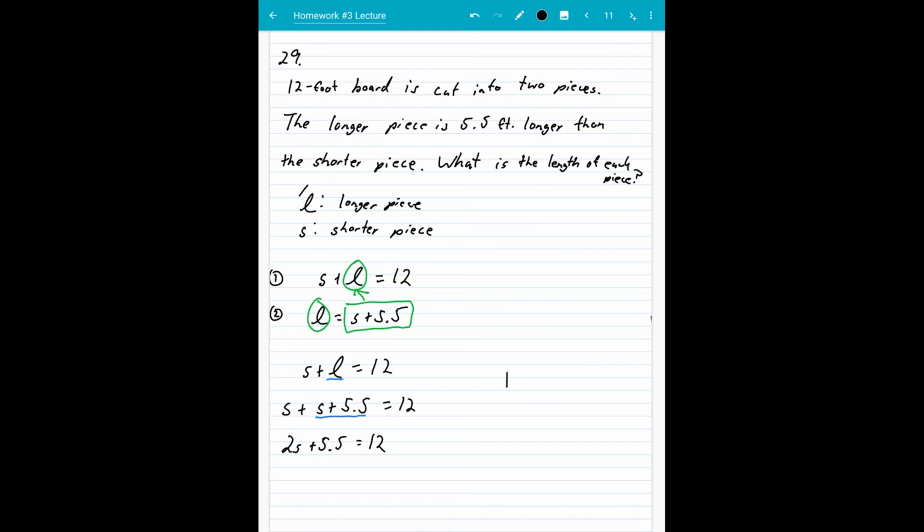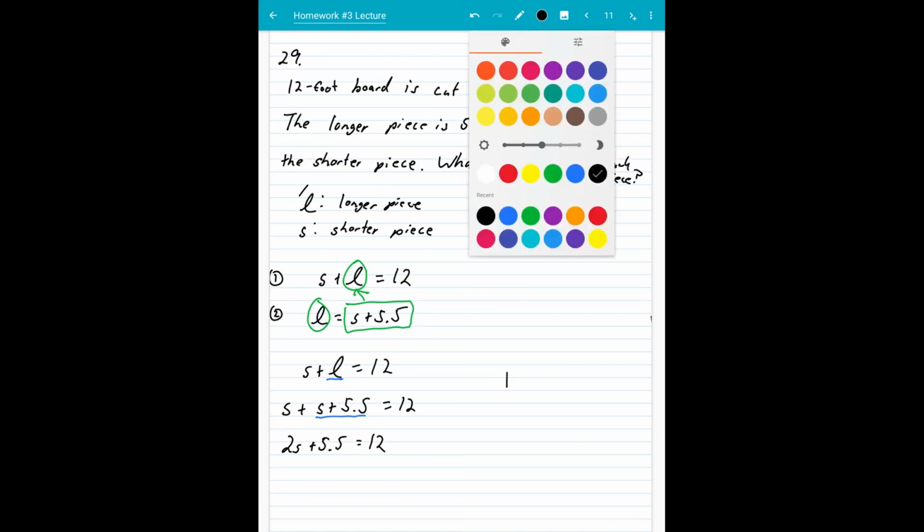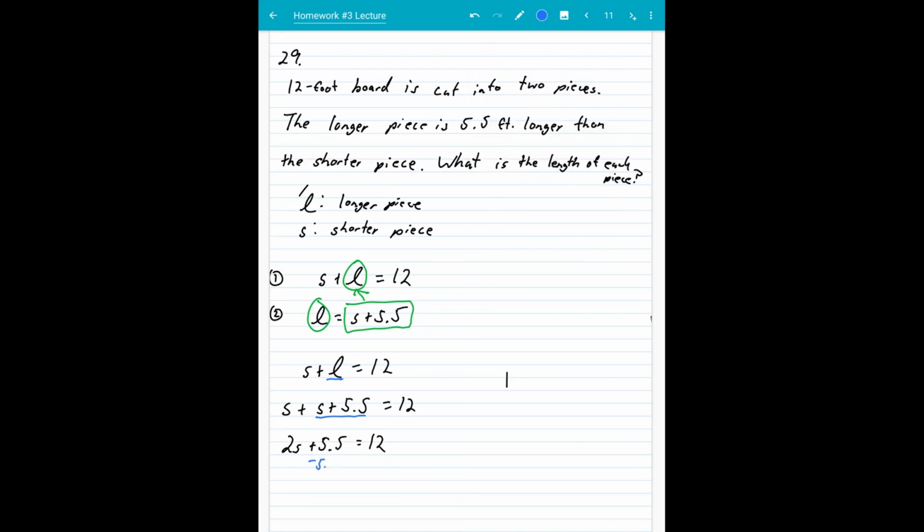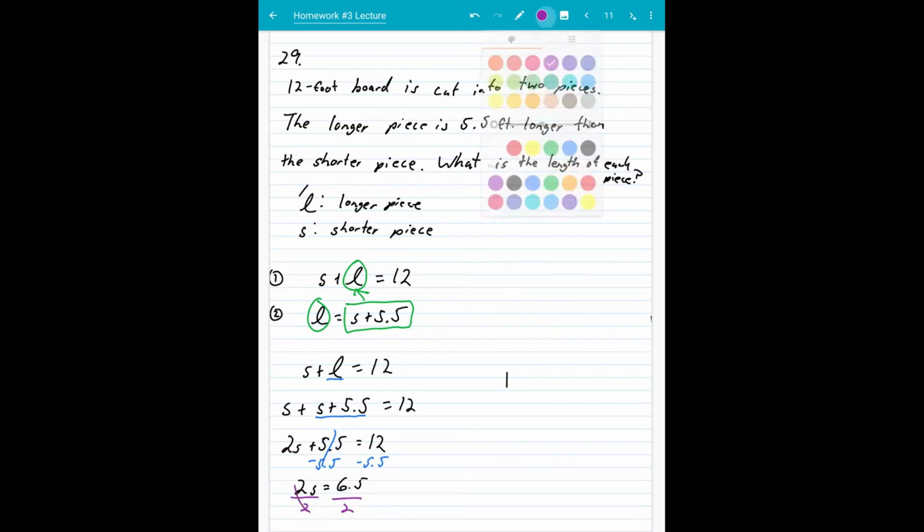So we need to subtract. We're going to do minus 5.5 on both sides. And that gives us 2S is equal to 12 minus 5.5, which is 6.5. Then lastly, to get S by itself, we need to divide by 2. And that gives us S equals 3.25.